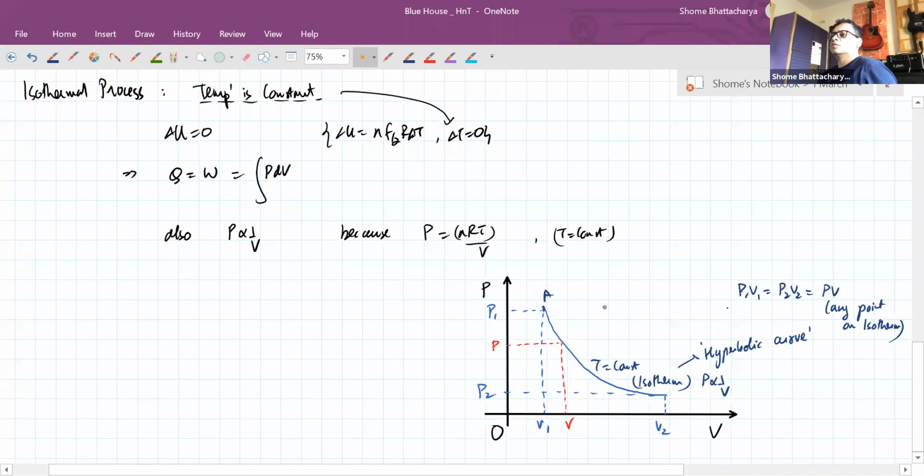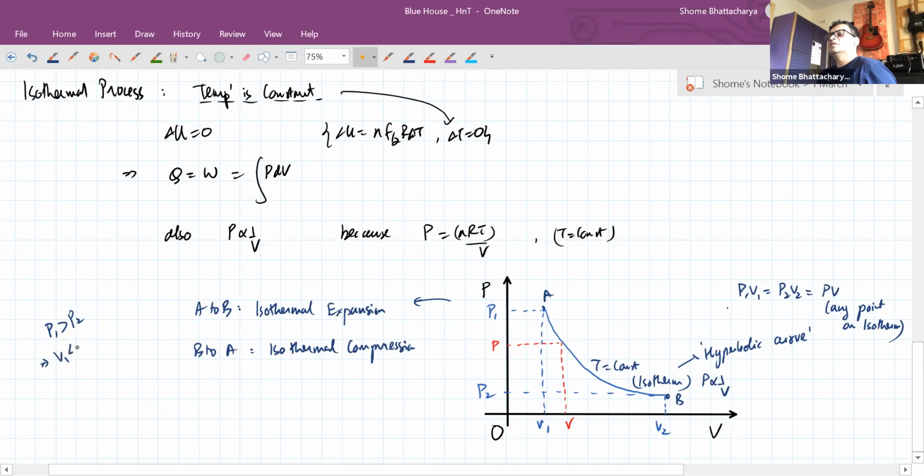Now also, you would see here that A to B in this graph would represent an isothermal expansion, whereas B to A would represent an isothermal compression, because you can see that P1 is greater than P2, which implies that V1 is less than V2 because temperature is constant.